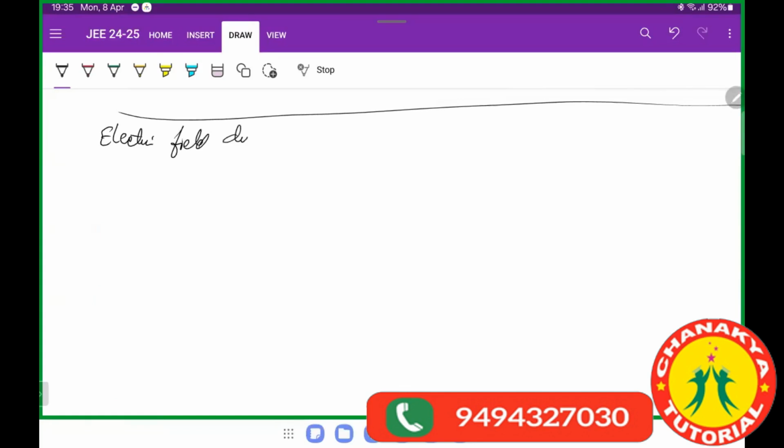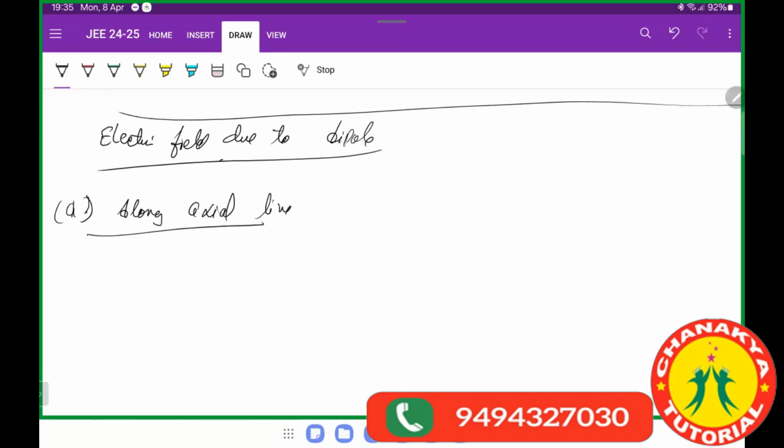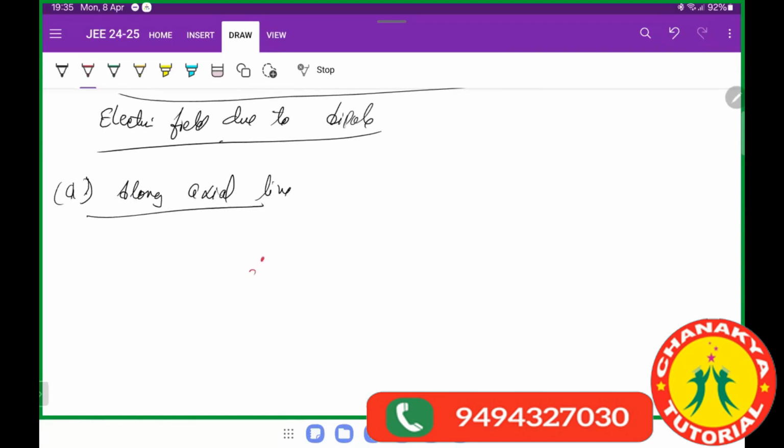So here, electric field due to dipole. Okay, so we will see some formulas. If a dipole is kept somewhere, how will it behave? If it is along the axial line, like this, with dipole minus q and plus q, dipole moment p, there is an electric field E also. This distance is 2L, and from the center, this point P is at distance x.